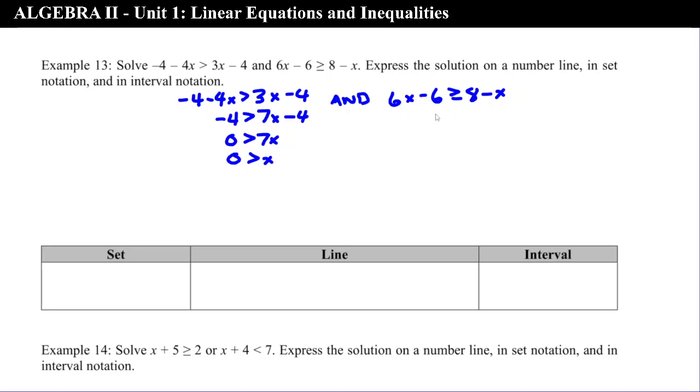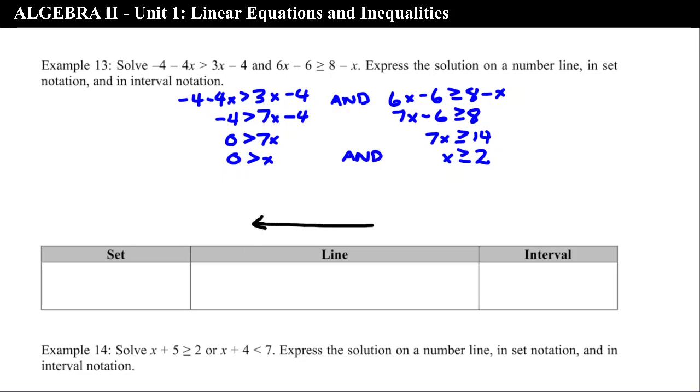On the other one, let's add x to each side. We get 7x minus 6 is greater than or equal to 8. Let's add 6 to both sides. So you get 7x is greater than or equal to 14. And then finally, x is greater than or equal to 2 when we divide each side by 7. And our AND comes along for the ride.